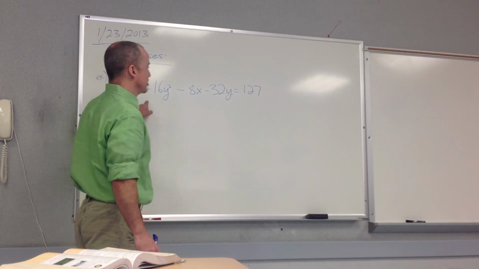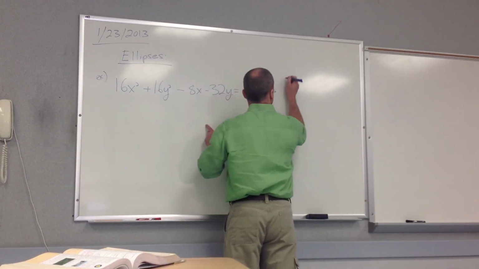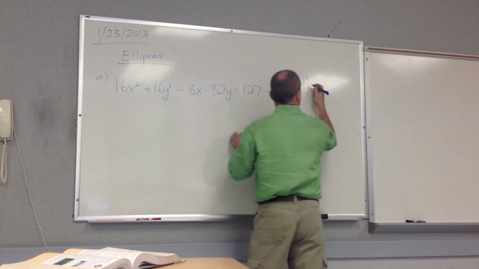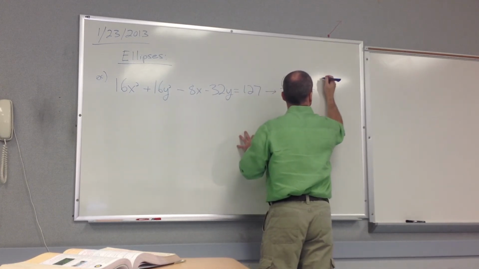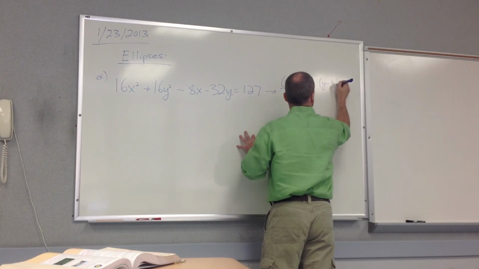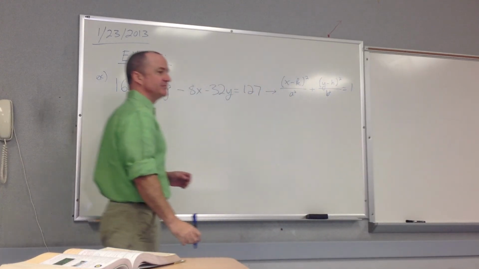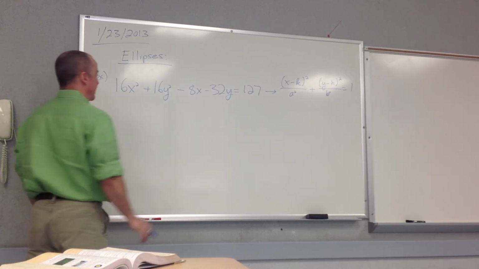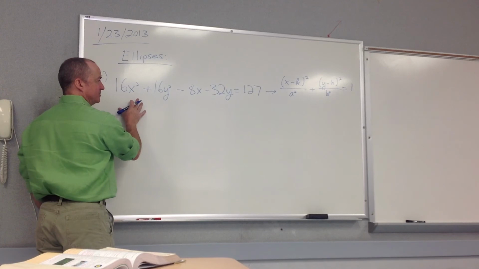Our goal is to change this into (x minus k) squared over a squared plus (y minus h) squared over b squared equals 1, so we can graph it. Yep. You don't want to try and graph it from here. Not by hand. First thing, step 1.